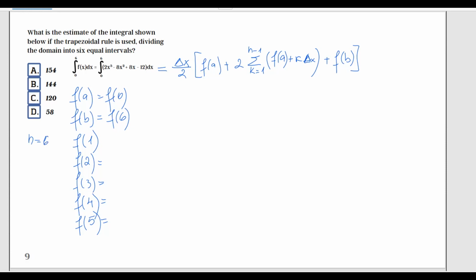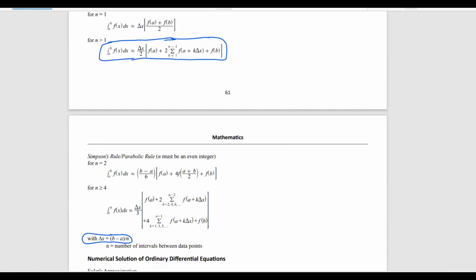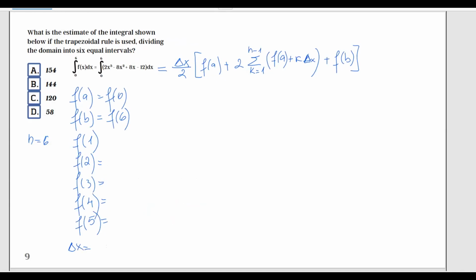So let's start with calculating how much delta x is. Delta x, as we've seen, is equal to b minus a over n. So let me write it down, b minus a over n. And in our case, b is equal to 6. So I have 6 minus 0 over 6, which equals 1.